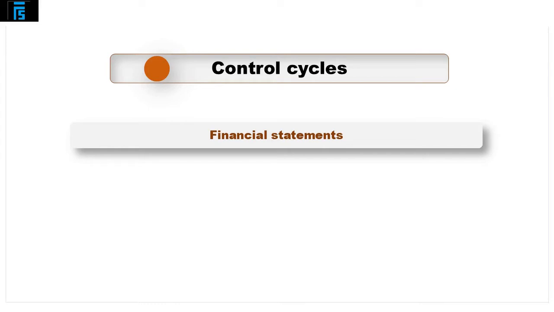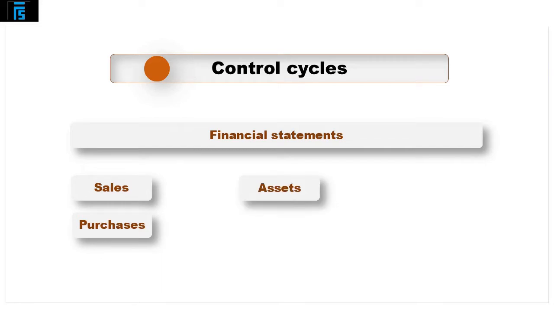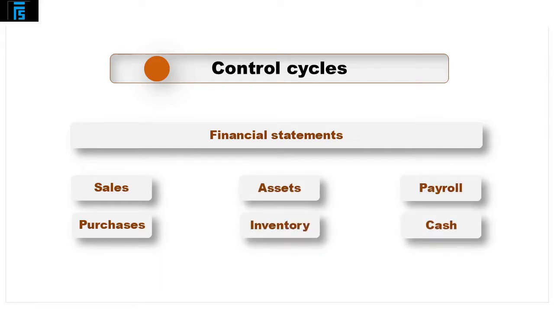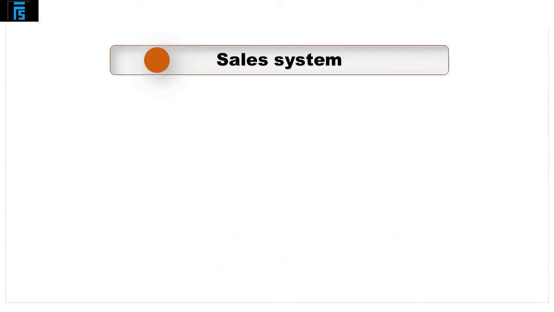They have an impact on whether the financial statements are true and fair and are the sales, purchases, assets, inventory, payroll and cash systems. For each system, I will outline the stages of the system and examples of the objectives, risks and controls at each stage. We're going to start with the sales system.